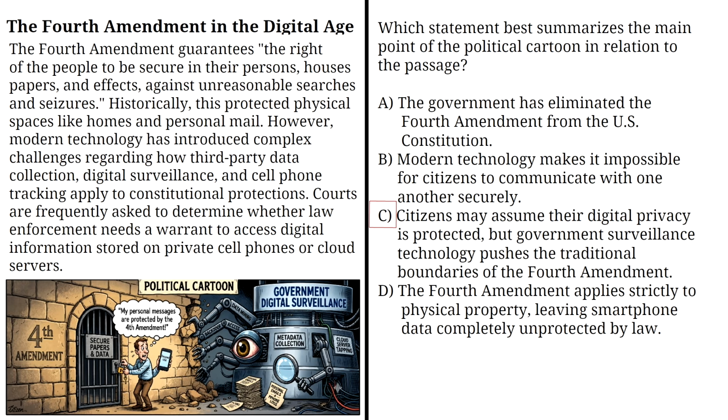Option C says, citizens may assume their digital privacy is protected, but government surveillance technology pushes the traditional boundaries of the Fourth Amendment. That's correct. This statement matches the message shown in both the passage and cartoon. The passage explains that the Fourth Amendment traditionally protected physical property, but that modern technology has raised new questions about digital privacy and whether police need a warrant to access electronic data.